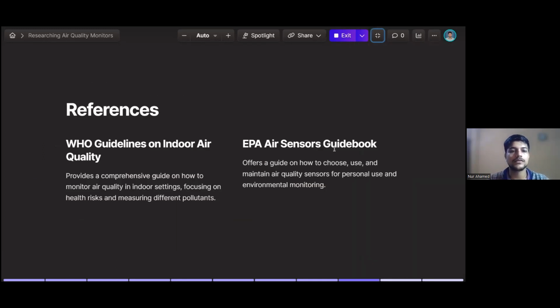References. So I used these references. The WHO guidelines on indoor air quality provide a comprehensive guide on how to monitor air quality in indoor settings, focusing on the health risks and measuring different pollutants. The EPA sensor guidebook offers a guide on how to choose, use, and maintain air quality sensors for personal use and environmental monitoring. Next, going to the next slide.